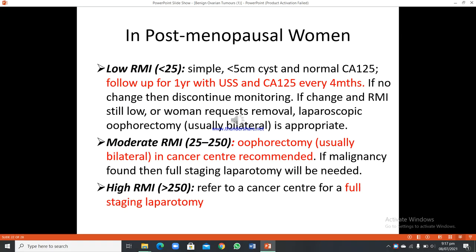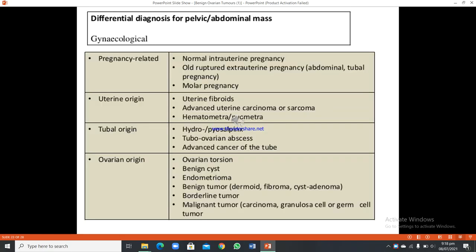In postmenopausal women with low RMI less than 25, a simple cyst less than 5 centimeters and normal CA125, follow for 1 year with ultrasound and CA125 every 4 months. If no change, then discontinue monitoring. If change and RMI still low, or the woman requests removal, laparoscopic oophorectomy, unilateral or bilateral, is appropriate. Moderate RMI 25 to 250: oophorectomy, unilateral or bilateral, in a cancer center is recommended. If malignancy is found, then full staging laparotomy will be needed. High RMI, that is more than 250: refer to a cancer center for a full staging laparotomy.